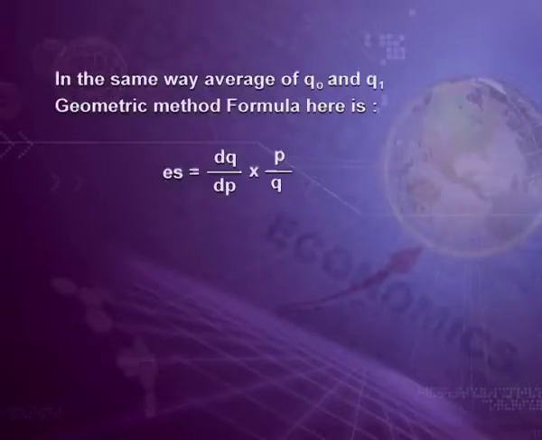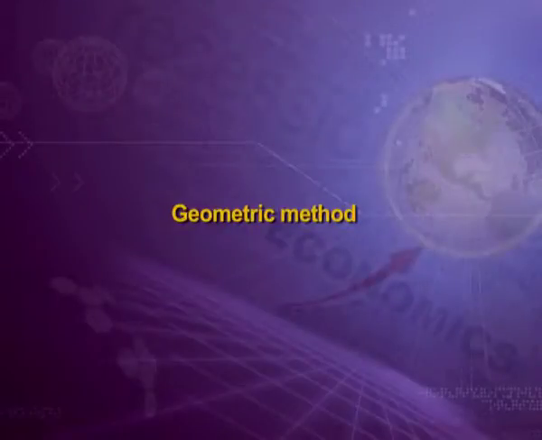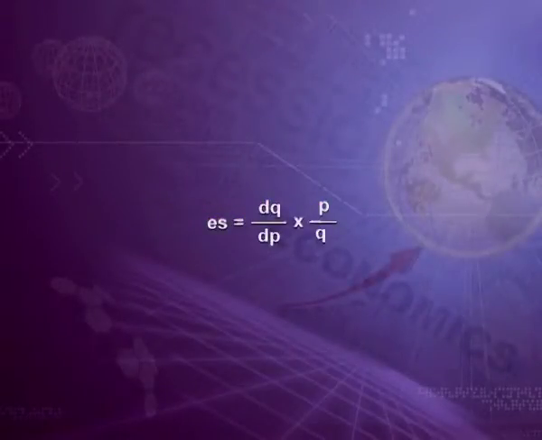Second method is the arc method. The formula is slightly changed. In the above mentioned derivation formula, instead of P0 and Q0 on the right hand side, it will be the average of P0 and P1, and in the same way, the average of Q0 and Q1. P1 and Q1 denote the new price and new quantity. Third method is the geometric method. The formula here is elasticity of supply equals differentiation of quantity upon differentiation of price, into price upon quantity.